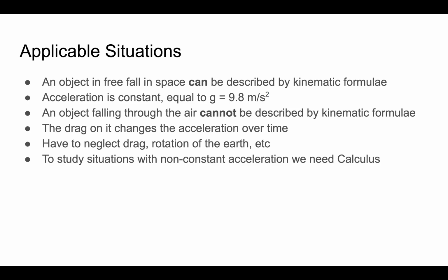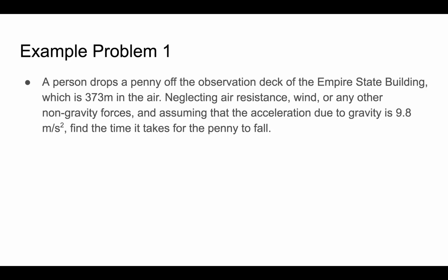Atmospheric drag is proportional to the velocity of the object. So that means that as an object's speed increases, the drag force on it increases and the acceleration decreases. So we can't use kinematics to describe that. We need calculus. Let's move on to an example problem.